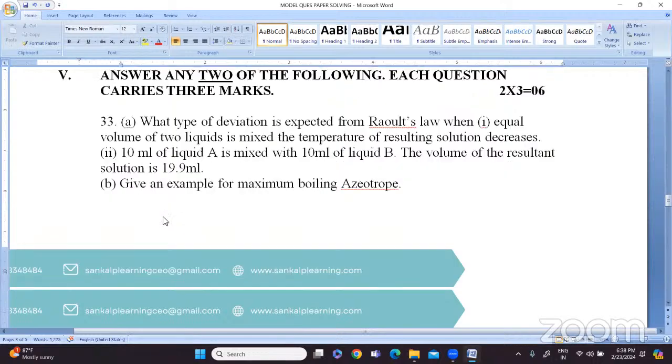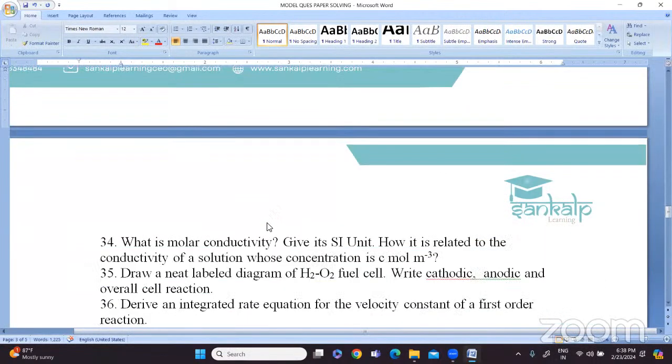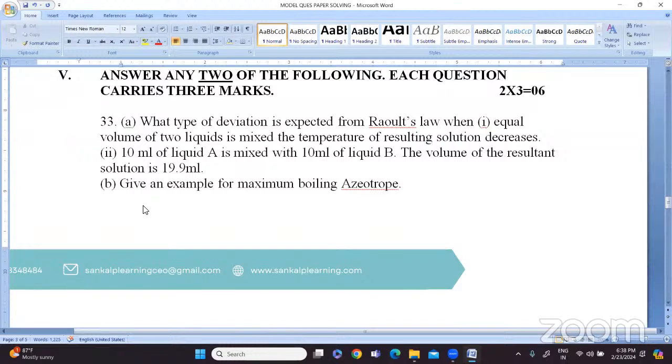This is divided into A and B. A: What type of deviation is expected from Raoult's law when equal volumes of two liquids are mixed, the temperature of the resulting solution decreases? And in that second question, 10 ml of liquid A is mixed with 10 ml of liquid B, and the volume of the resultant solution is 19.9 ml. And B: give an example of a maximum boiling azeotrope. Yes, what is the answer for that?